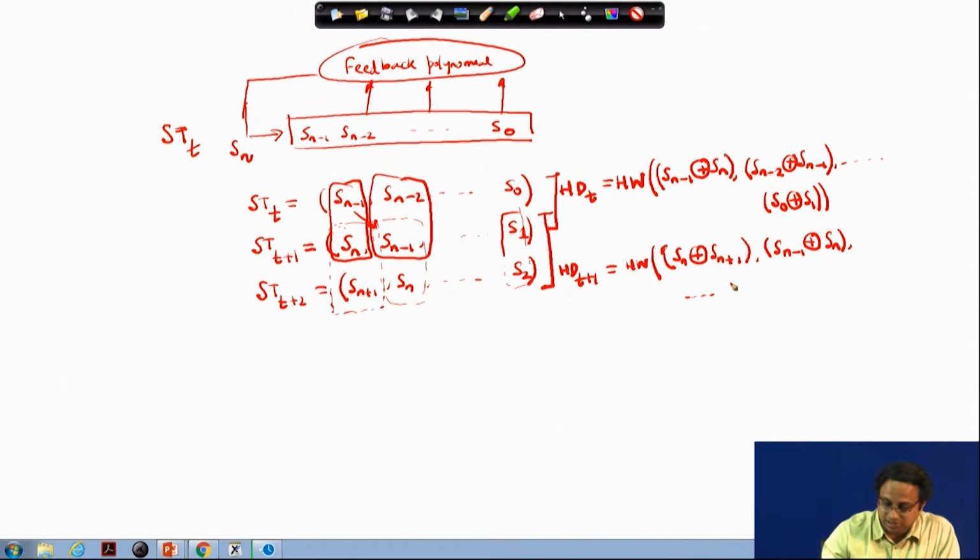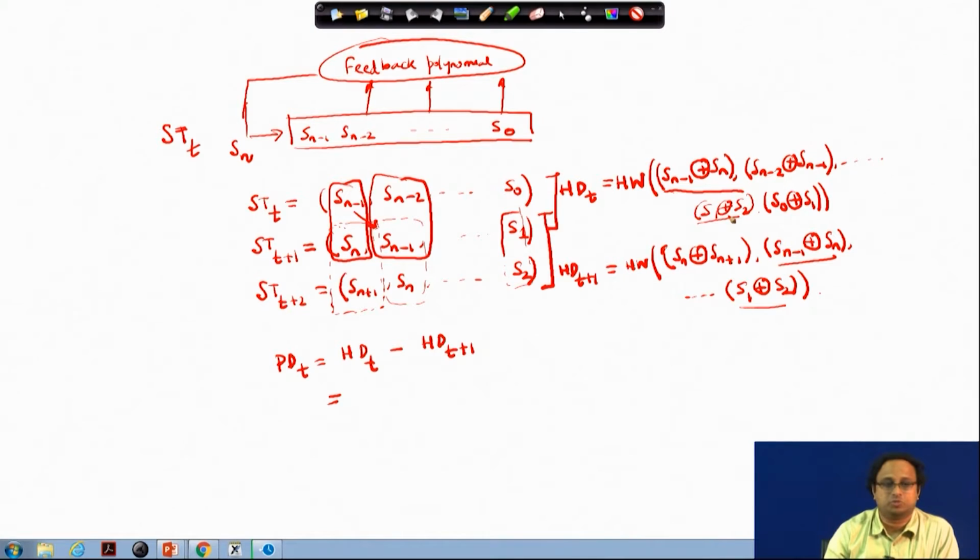So, it is S1 XORed with S2, okay. So, now the definition of PDT is nothing but HDT minus HDT plus 1, okay. And you can observe that among all these terms, this term matches with this term, okay. And likewise, if you had observed the previous term, it should have been S1 XOR S2. So, this also would have matched with this one, okay.